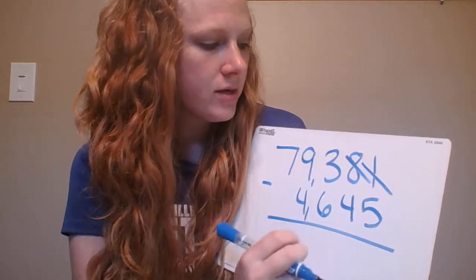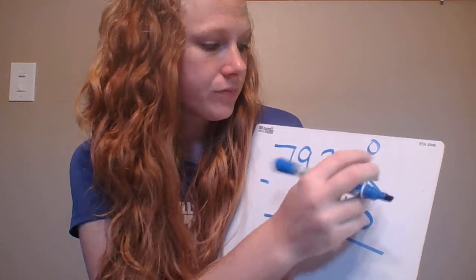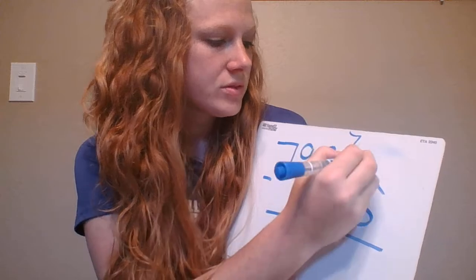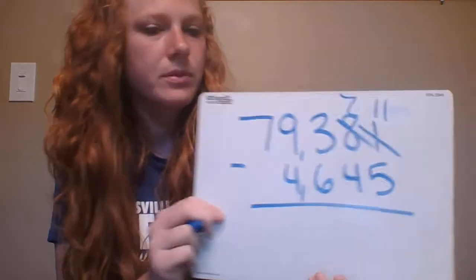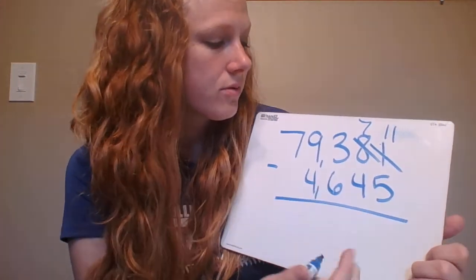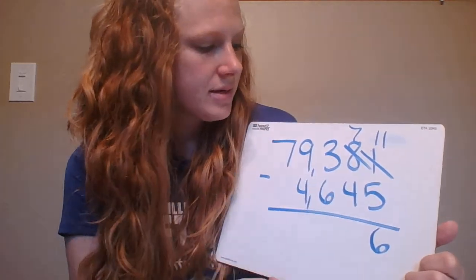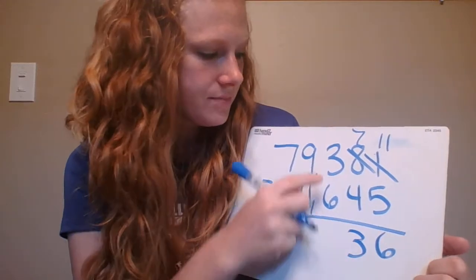So we cross out our 1 and our 8. Our 1 becomes a 0. Oh, I'm sorry, the wrong way. Our 8 becomes a 7, so that this 1 can become an 11. So 7 y 11. 11 minus 5. 11 menos 5 is 6, or 6. 7 minus 4. 7 menos 4 is 3, or 3.